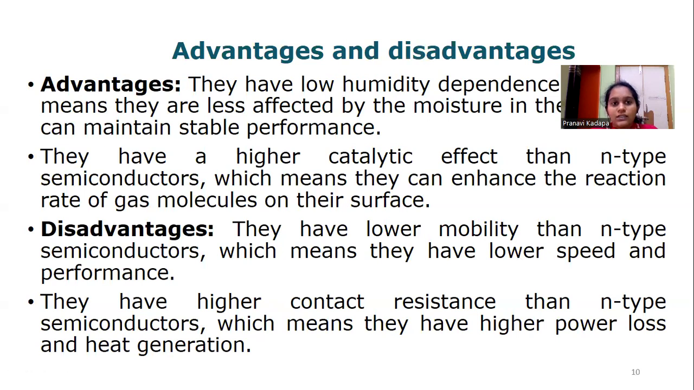Advantages and disadvantages. Advantages: they have low humidity dependence. They have a higher catalytic effect than N-type, and they can enhance the reaction rate of gas molecules on their surface. These are the advantages of P-type. The disadvantages are that they have lower mobility than N-type semiconductors, which means lower speed and performance, and they also have higher contact resistance than N-type semiconductors, which means high power loss and heat generation.